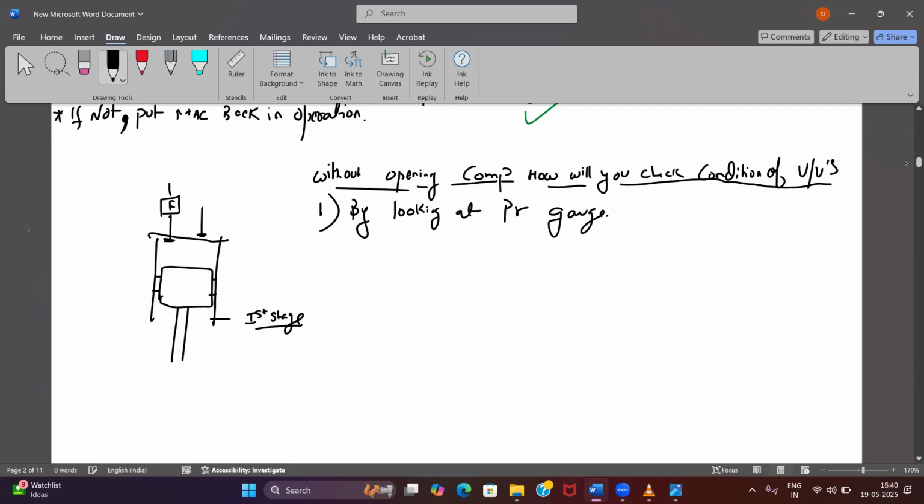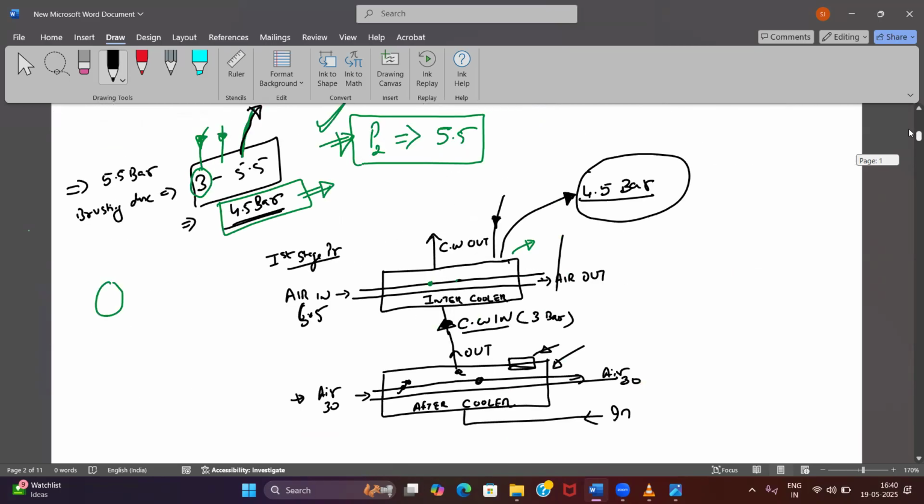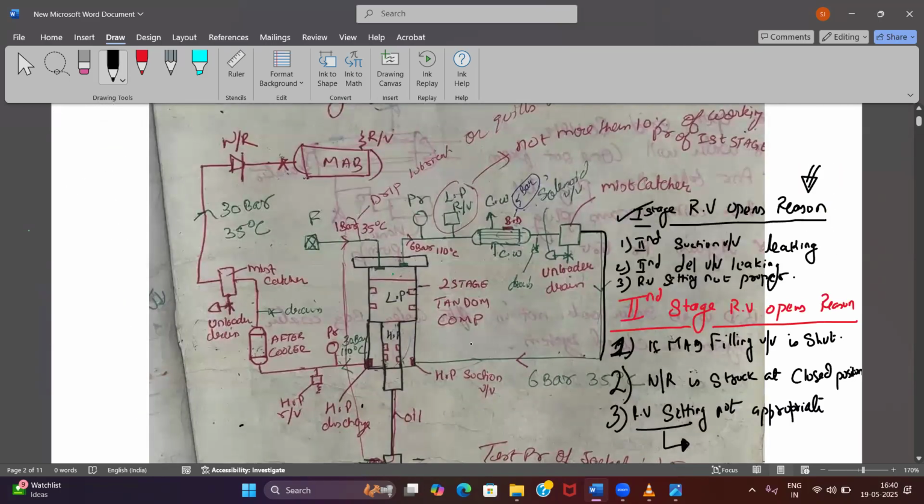Okay, for example, I'll tell you. Suppose there is a very slight leakage in my valves. So what will happen is this pressure will start to drop. If my suction valve leaks a little, this pressure will drop, right? Or if the second stage suction valve is leaking slightly, this pressure will keep increasing. If this is 5.5 bar pressure and the relief valve is set at, suppose, 6 bar, just as an example, and it is showing me 5.7 bar pressure, what does it mean?